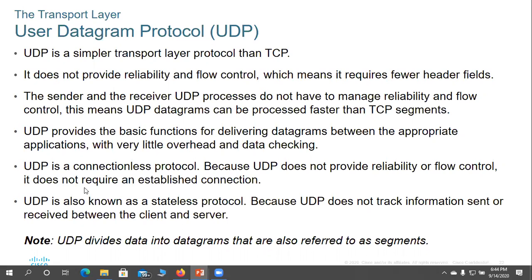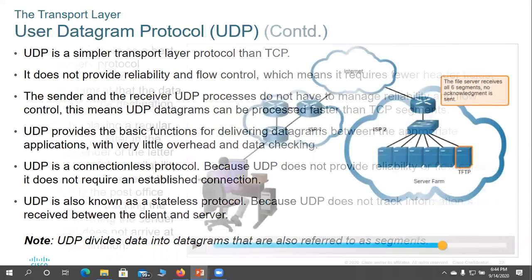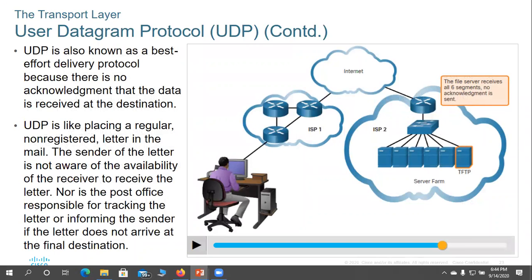Again, you see, UDP is connectionless, meaning no connection is established. It doesn't have a three-way handshake like TCP. Okay. All right. Okay, so where do we use UDP? So they say UDP is best effort delivery, meaning it has got no acknowledgements. Okay. The sender of the letter is not aware of the availability of the receiver to receive the letter.